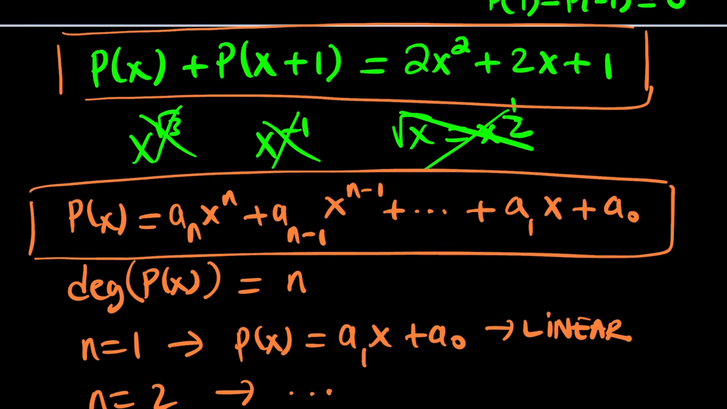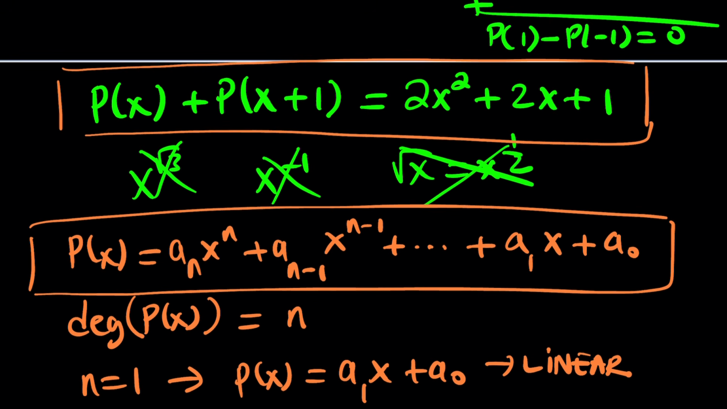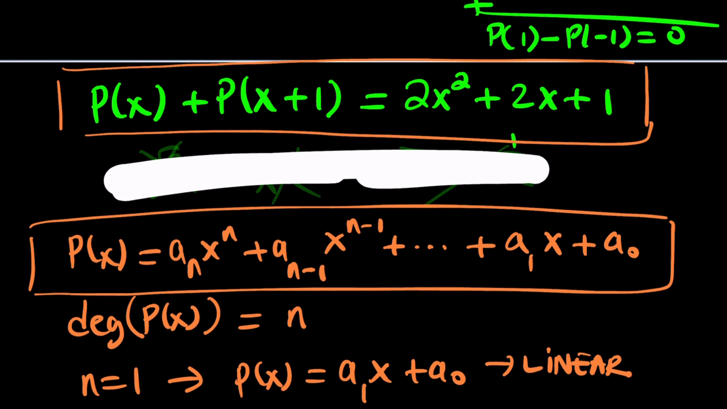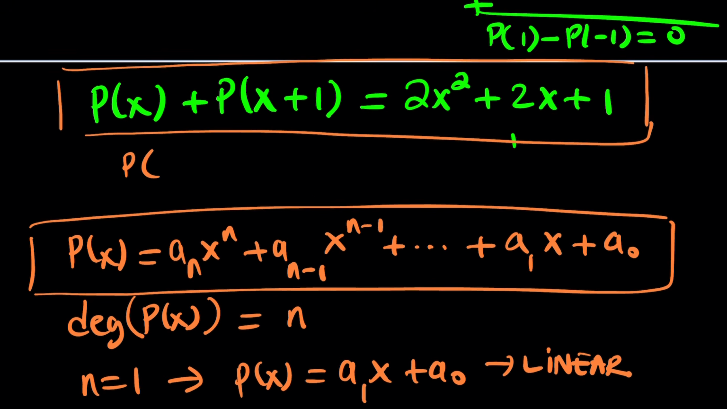Now, take a look at this carefully. For example, first think: can p of x be a constant? Well, suppose p of x is a constant c. Then p of x plus 1 is also going to be a constant. Why? Because p always returns a constant output. All the inputs are just going to match up with a single number, which is a constant. That's what a constant polynomial is.